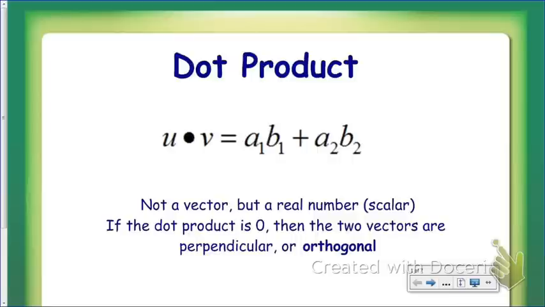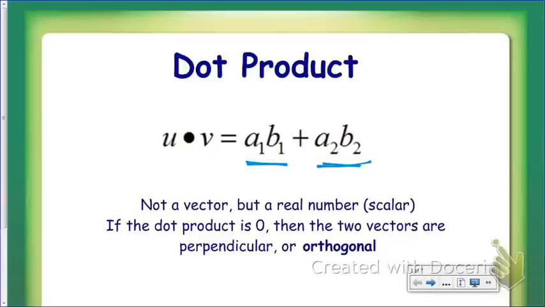So right here, this is your formula for the dot product. If u and v are two vectors, the dot product is where I take the horizontal components of both vectors and multiply them together. Then I take the vertical components of both vectors and multiply them together, and then I add those two numbers together. One thing you'll notice when we solve for a dot product is that our answer is not going to be a vector. The answer is going to be a real number, not necessarily a whole number, but a scalar.